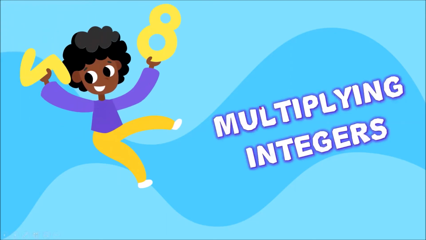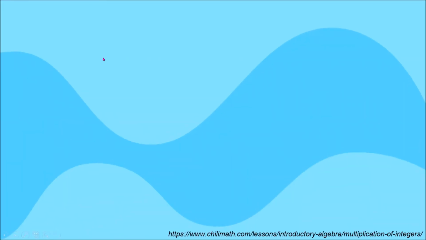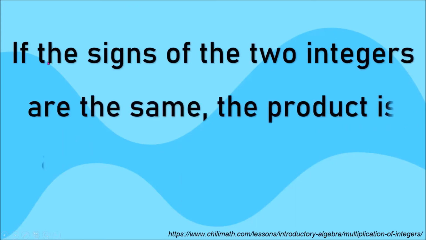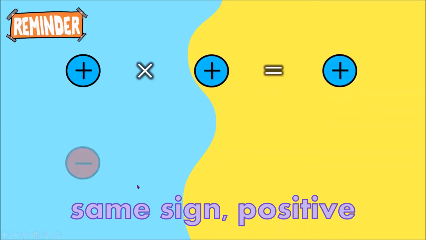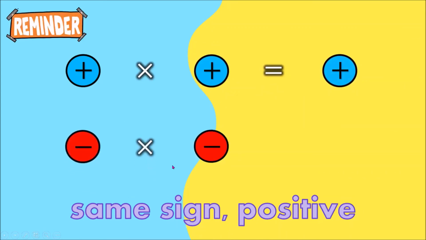Okay, next. So now let's proceed to multiplying integers. Our rule: if the signs of the two integers are the same, the product is always a positive number. So, reminder, same sign, positive. A positive integer times a positive integer is equal to positive, and a negative times a negative equals positive.